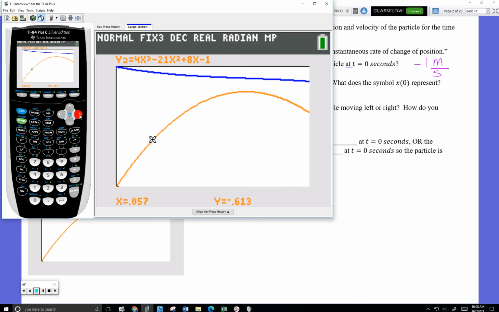My velocity is becoming less and less negative. Say it out loud, please. During this time frame, is the particle moving right or left? Say it.